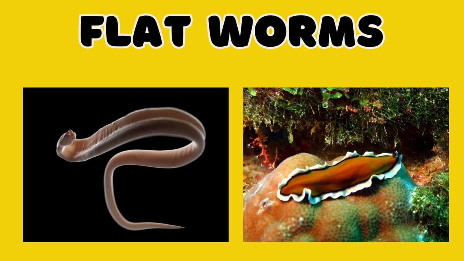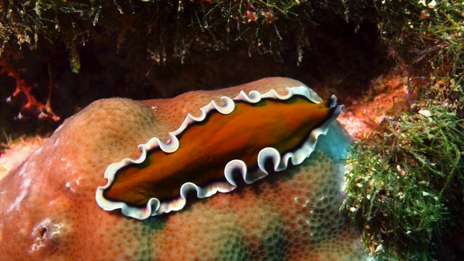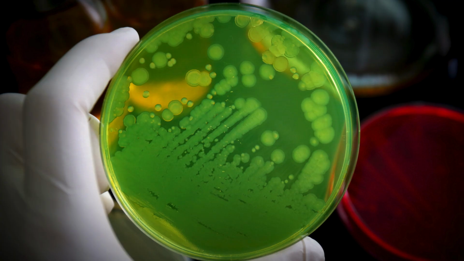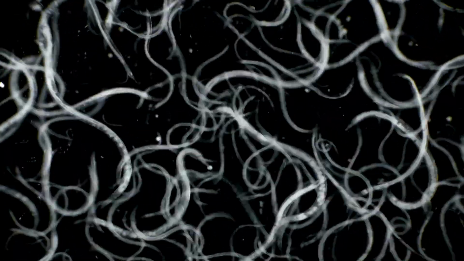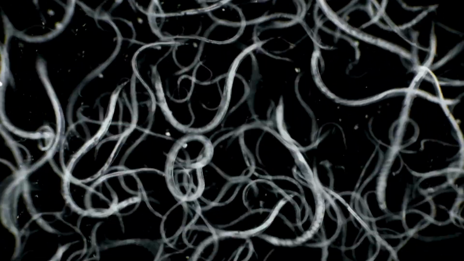Flatworms are the simplest of all worms. Tapeworms are perhaps the most well-known flatworms. As parasites, tapeworms hide inside animals' intestines and can make their hosts very sick. Roundworms or nematodes are usually so tiny that you cannot see them with your bare eyes. Like flatworms, many roundworms are parasites. Famous roundworms include hookworms and threadworms.